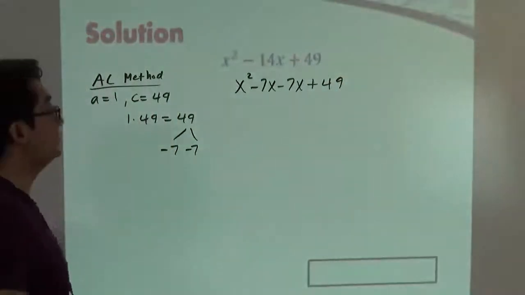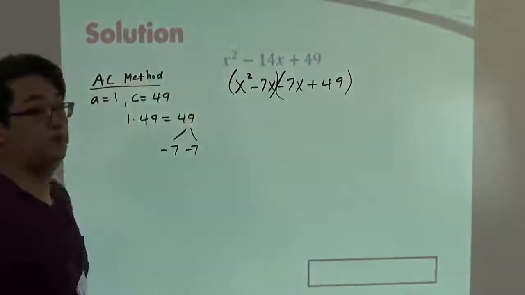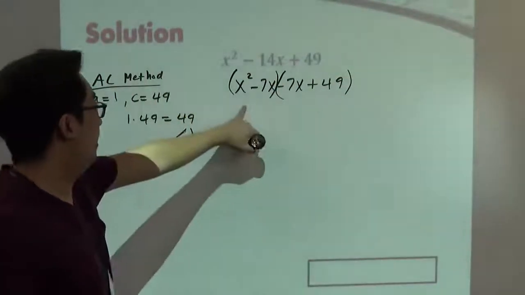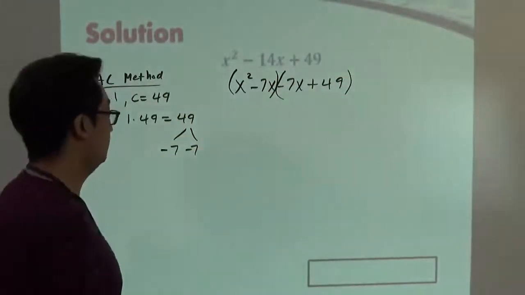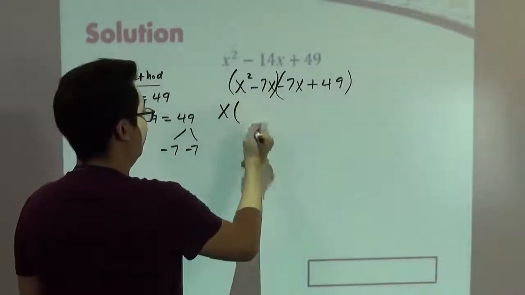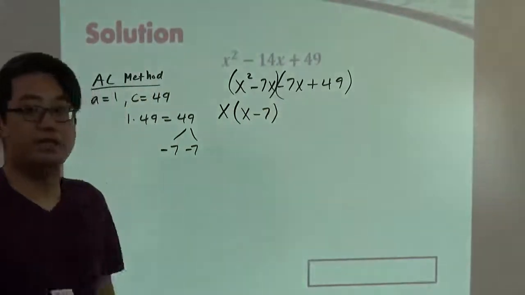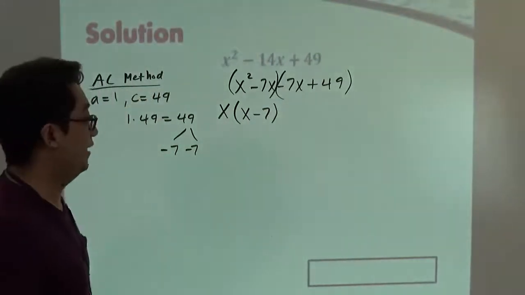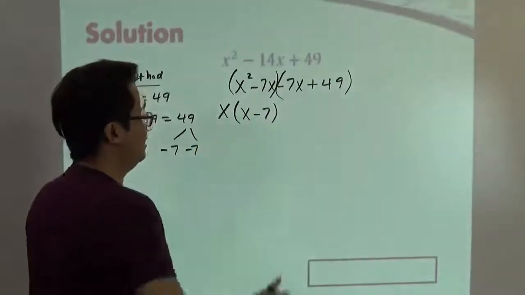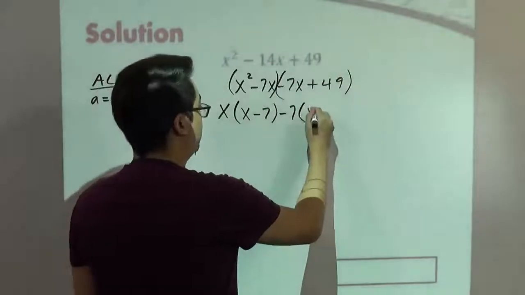Now that I have my 4 terms, I group the first 2 and the second 2. I find what's common in my first parentheses. My greatest common factor is x. If I factor out x, I'm left with x minus 7. My second parentheses, I find the greatest common factor. Greatest common factor of the second set would be a -7. And again, I'm left with x minus 7.